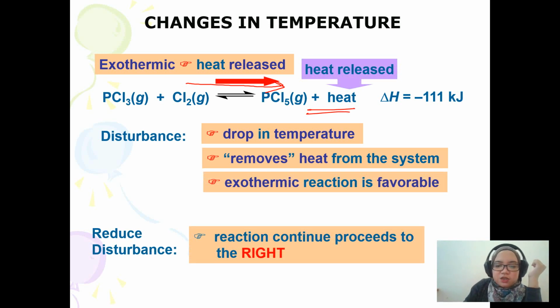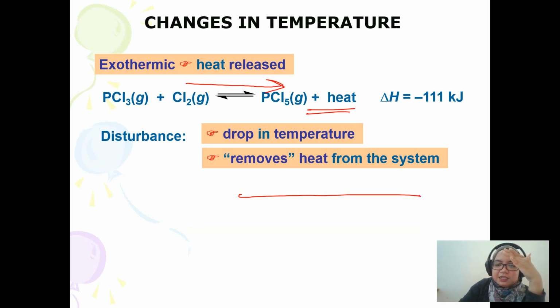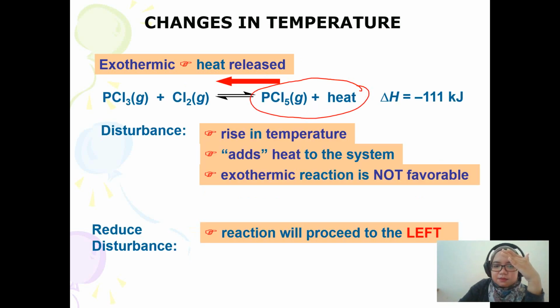Okay, apa maksud exothermic reaction is favourable, exothermic reaction is not favourable? Kalau reaction tu proceed to the right, maksudnya heat release, exothermic reaction is favourable lah. Macam tadi, reaction lagi favor, pergi patah balik, pergi absorb heat. Sebab apa? Kenapa dia absorb heat? Untuk reduce temperature kan? Kan betul tak?